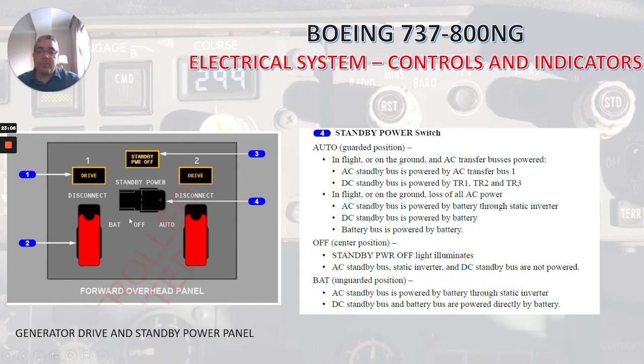In the off position, which is the center position, standby power off light illuminates. AC standby bus, static inverter, and DC standby bus are not powered. Battery, BAT, is an unguarded position. AC standby bus is powered by the battery through a static inverter. DC standby bus and battery bus are powered directly by battery.